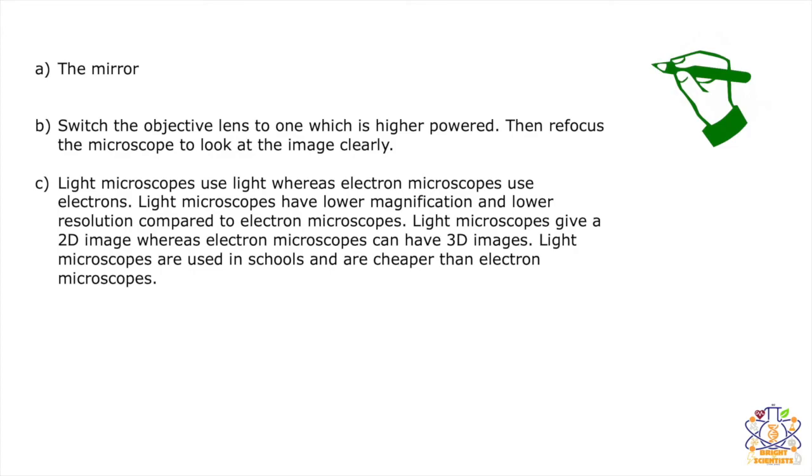It then said, what's the difference between light and electron microscopes? So light microscopes use light, whereas electron microscopes use electrons. You can also say that light microscopes have a lower magnification and lower resolution compared to an electron microscope. Light microscopes give a 2D image, whereas electron microscopes can give 3D images. You can also talk about how light microscopes are often used in schools and so are therefore cheaper than electron microscopes which are used in hospitals, for example.